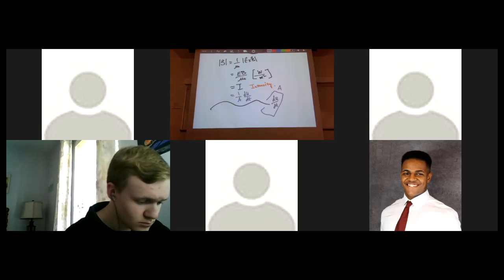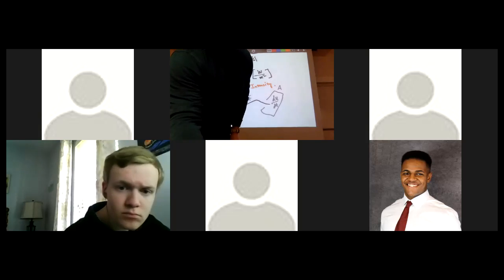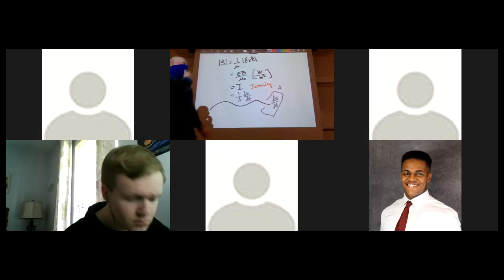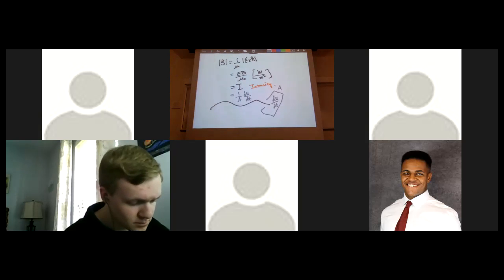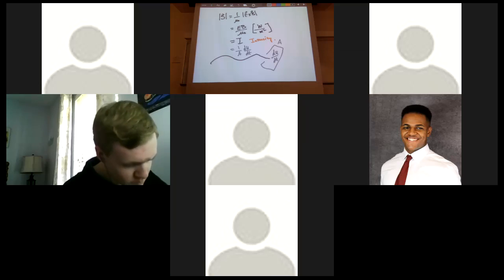So the higher the intensity, the more energy the light is carrying. Right? So the Poynting vector tells me all these different things. It tells me the energy that it's carrying, the rate at which that energy is being carried, and it also tells me the direction in which this light is moving. So this is what our Poynting vector tells us.